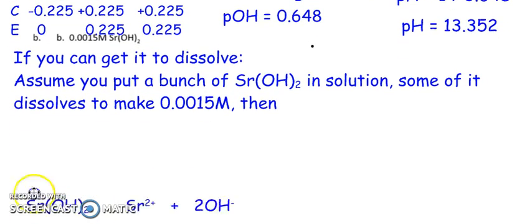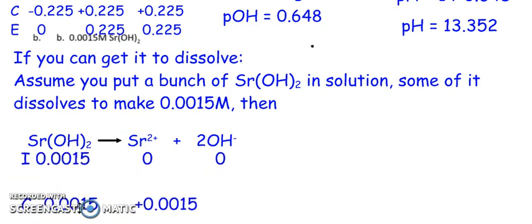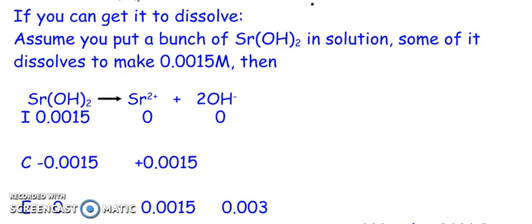Well, here is my strontium hydroxide. Now here is my arrow. Why is it a single arrow? Once again, because if it does dissolve, it is a strong base. Okay, so what dissolves will 100% dissociate. So I'll set up another ice table, and oops, I didn't quite get it to fit all in here. Hang on. There we go. So here we have 0.0015 of my initial, and I have 0.